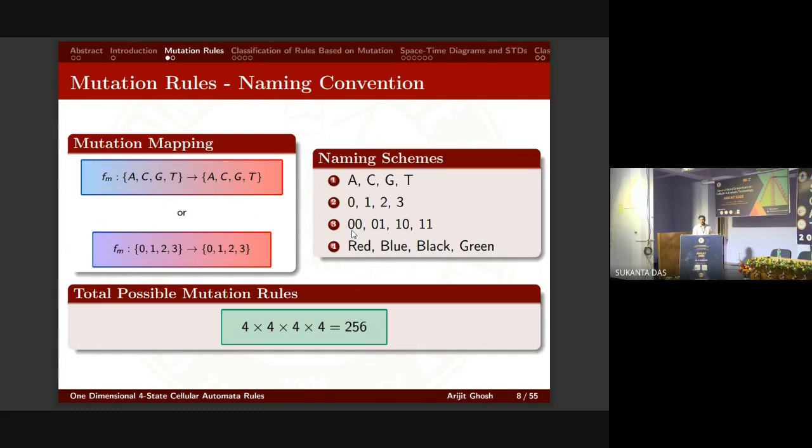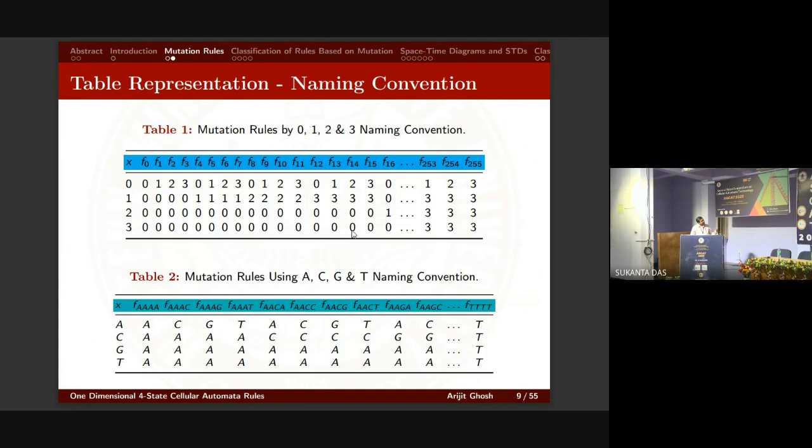According to the Wolfram code naming convention, these nucleotides can be represented by the four numerals 0, 1, 2, and 3. These nucleotides can also be represented by the binary codes 00, 01, 10, 11. Again, to get a visualization of the space-time diagrams, these nucleotides can be encoded using colors, that is red, blue, black, and green.